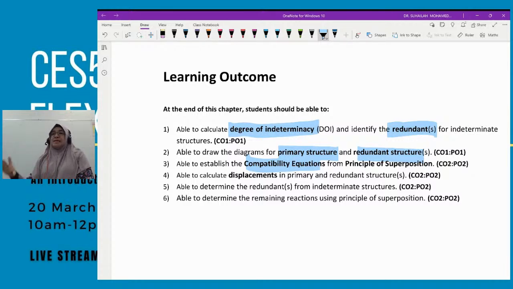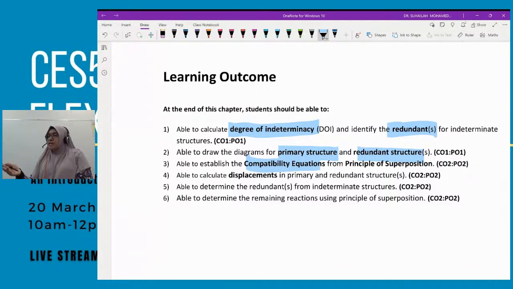The compatibility equation is sometimes also called the flexibility equation. And we will derive this equation from the principle of superposition.